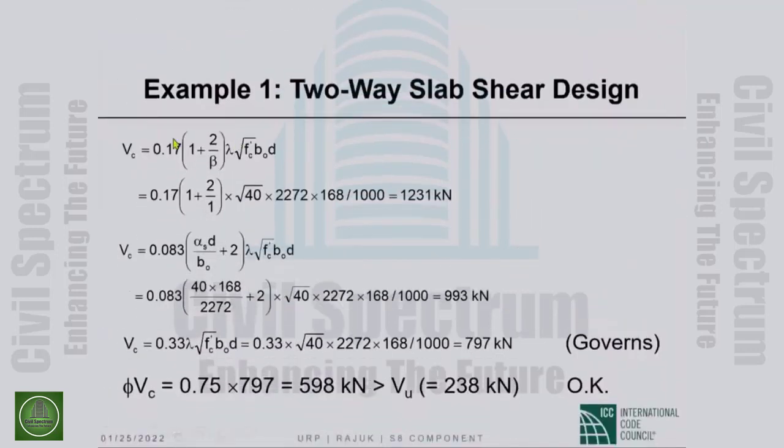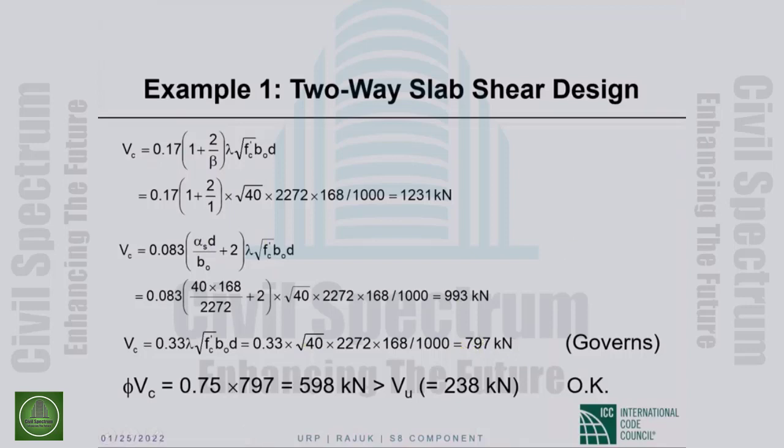So, if we plug the numbers in, the first formula where V sub C is a function of beta gives us 1231 kilonewtons. The second formula where alpha sub S is involved, we get 993. And the third formula gives us 797. That obviously governs. The smallest one governs.